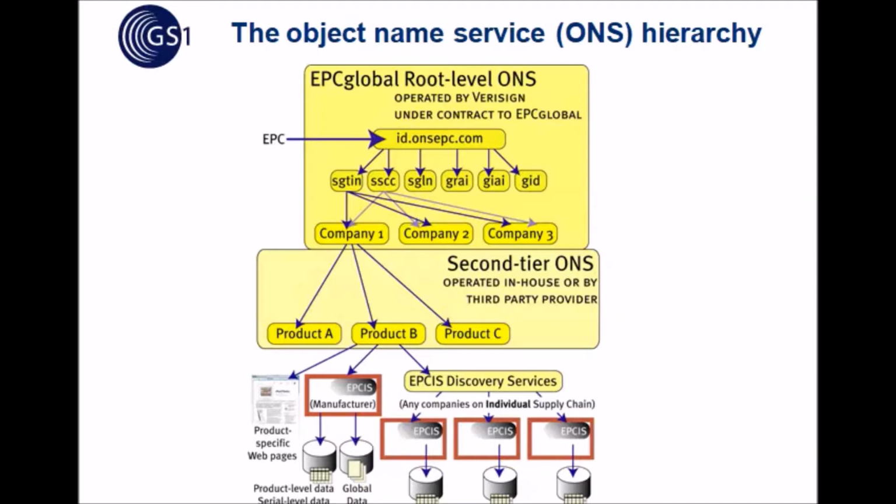Of course, we can use the object class number as the second tier object name service. This second tier object name service is operated in-house or by third-party providers. You will connect it to the corresponding product type or the class of the product. So in this example, we can be redirected or connected to the object class of product B.